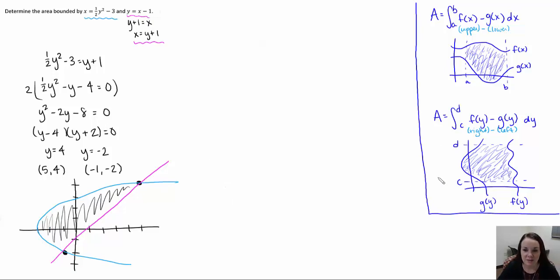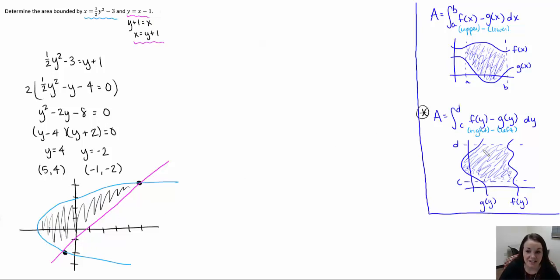Now, you might have noticed I have some notes over here on the side. There are two cases when we're finding areas between curves. The first case is when we have an upper and a lower bound. The second case, which is what we have here, is when we have a left and a right bound. Because I noticed I don't really have an upper and a lower, if you look right here, it's left and right as opposed to up and down. So left and right is the one that I'm going to want to use.